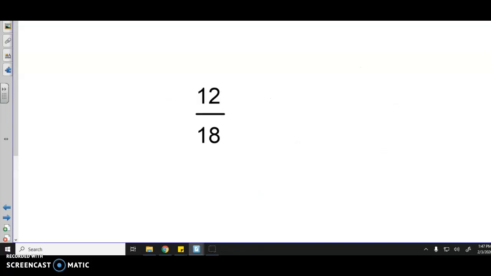All right, last one I want you to solve yourself. So go ahead and reduce 12/18 to lowest terms. All right, good job. All right, so this is what we're going to do. We're looking for a number that goes into 12 and 18. Now what I like to do is look at the numerator. And first I'm going to try with that. Does 12 go into 18? No, it doesn't. So I know I can't reduce by 12.